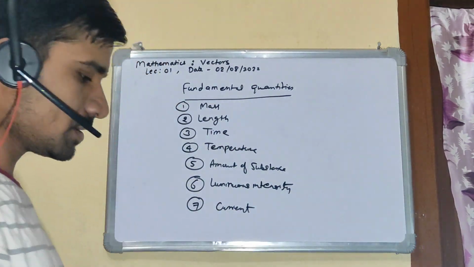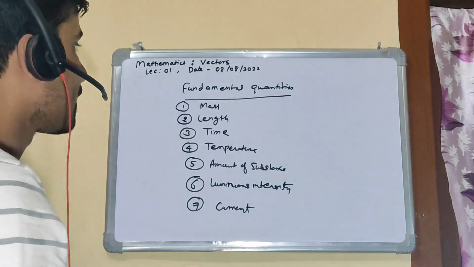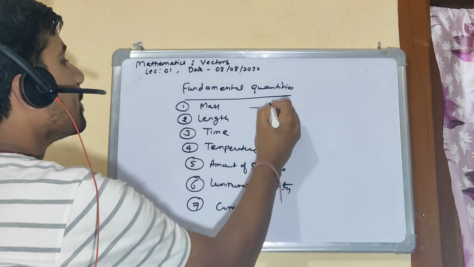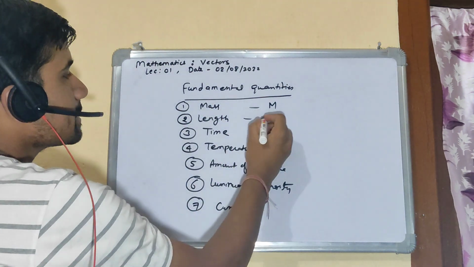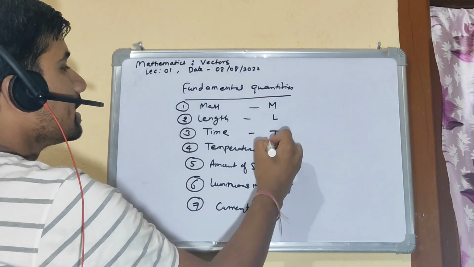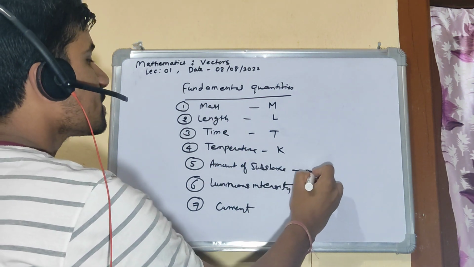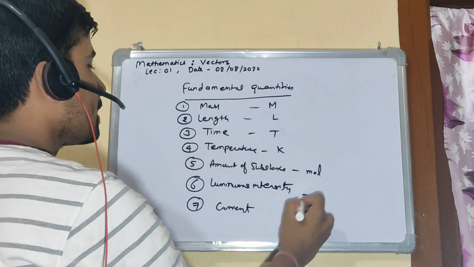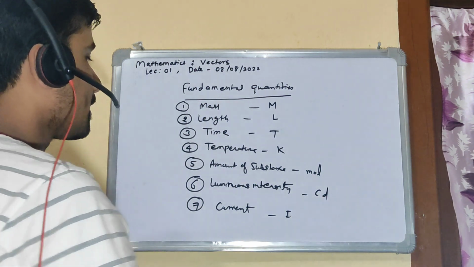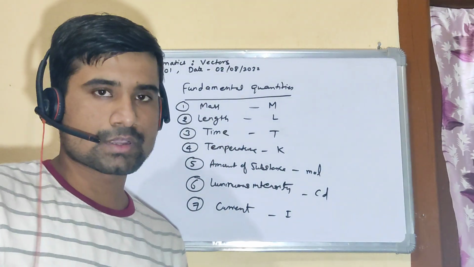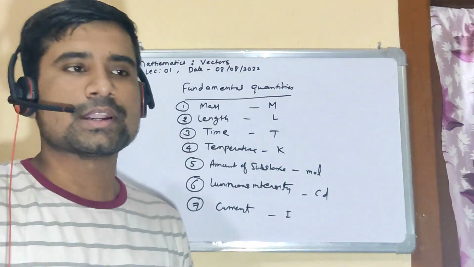Okay. So let me put the dimensions for these seven quantities, how they are represented, right? Mass is represented by M. The dimension of mass is called M. Length is L, time is T, temperature is K for Kelvin, right? Amount of substance is mole, current is I, and this is CD, Candela, right? So these are the ways of representing these fundamental quantities, right?